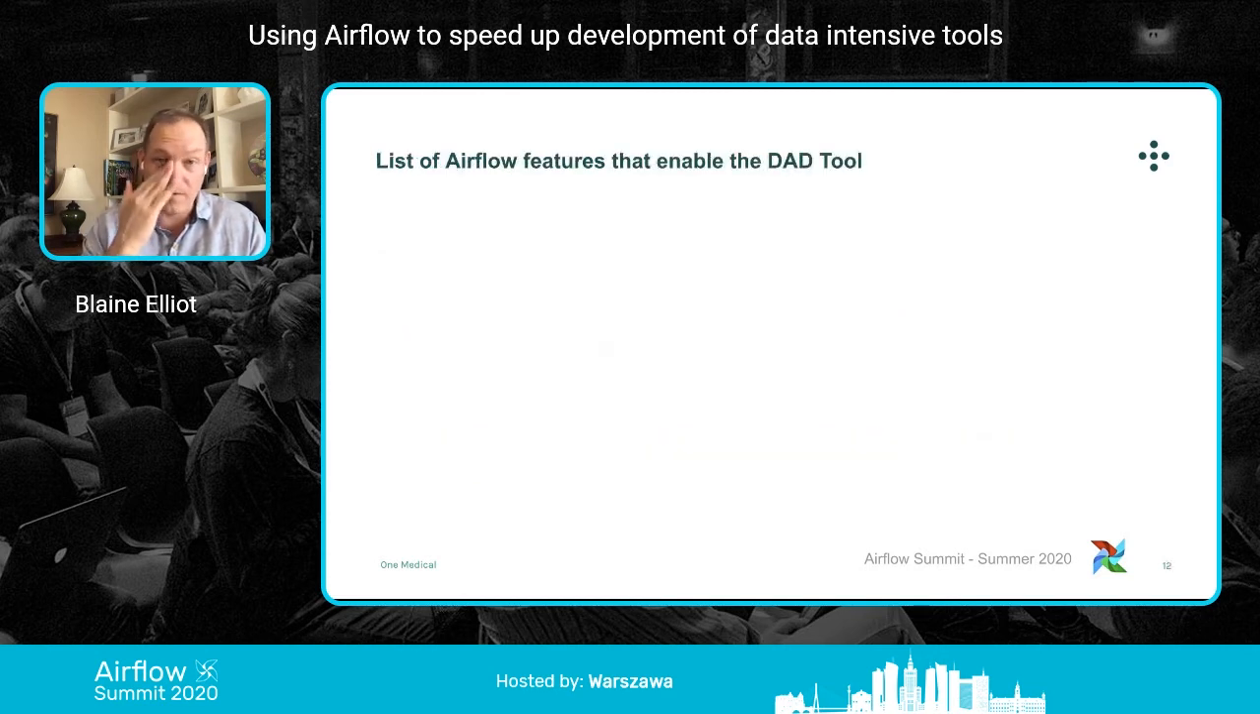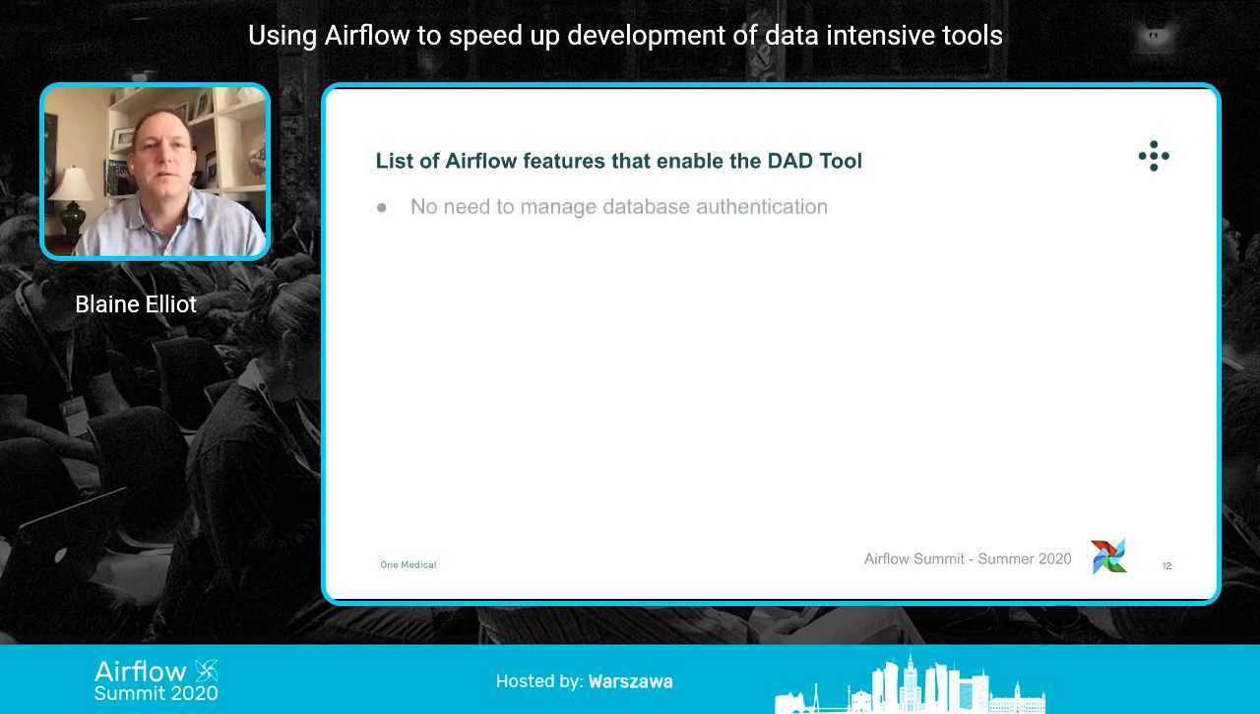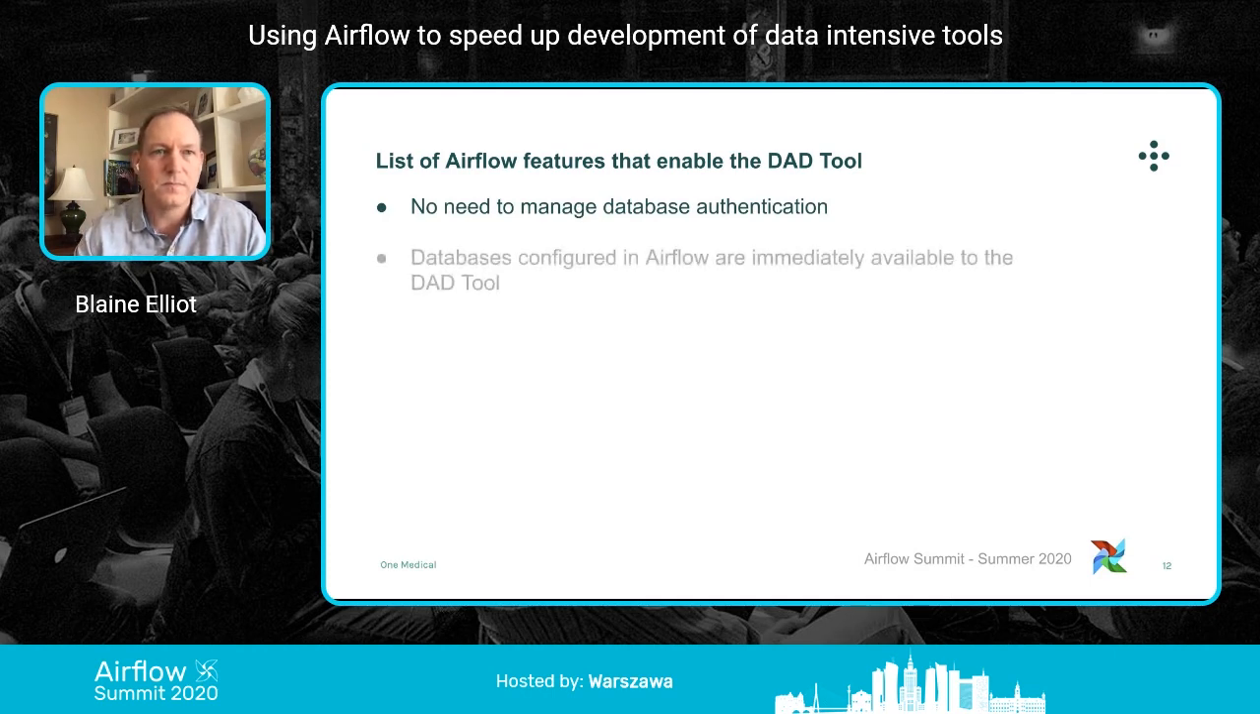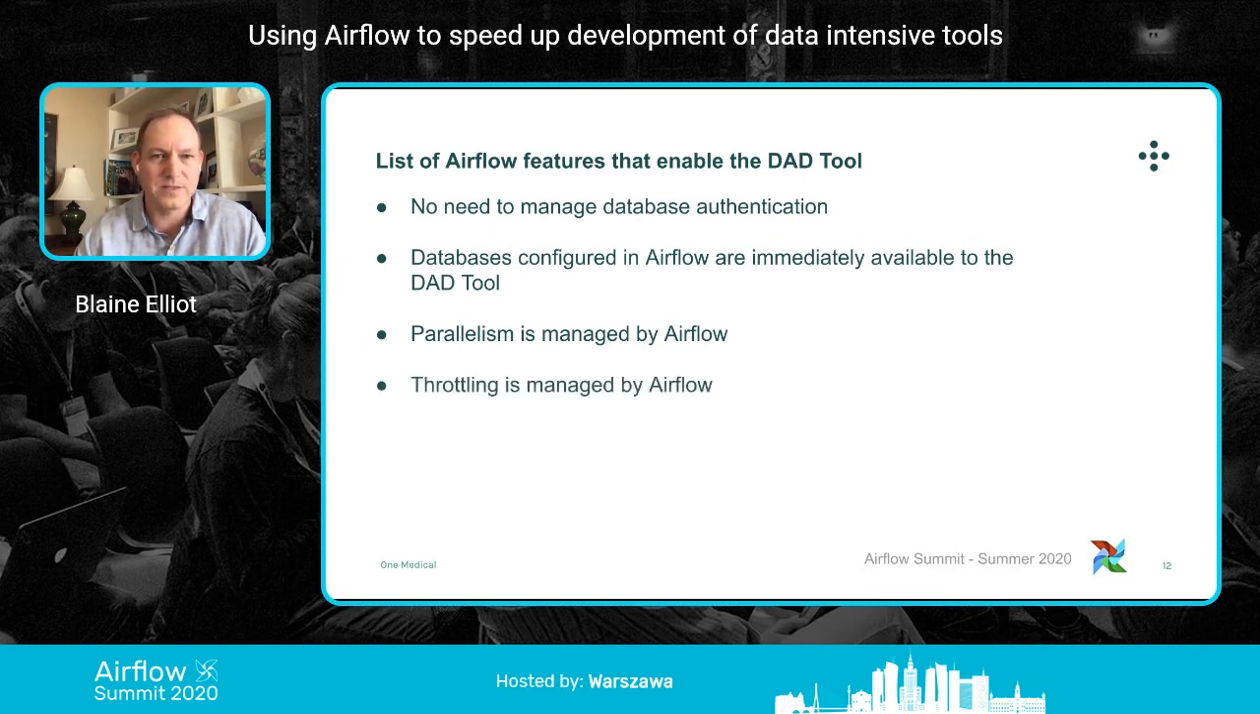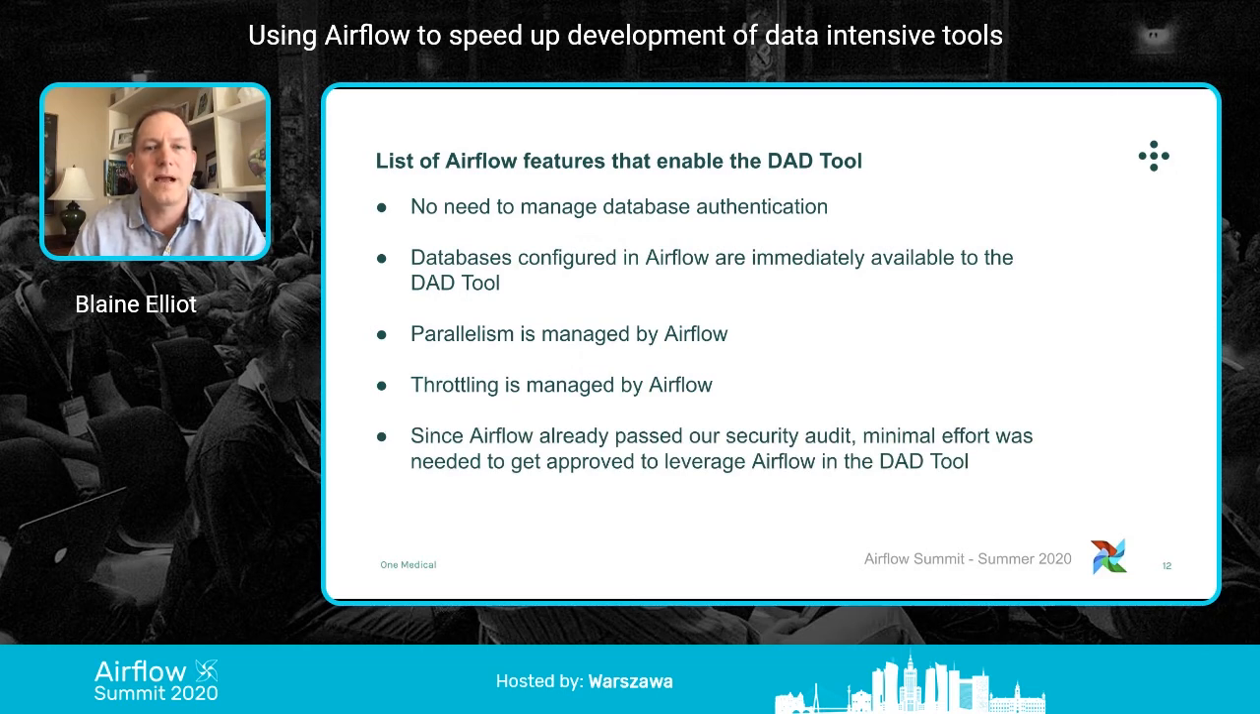So some of the features that were incorporated into the data tool to decrease the development cost. No need to manage database authentication. That's already done within Airflow. Databases configured in Airflow are immediately available to the data tool itself. Parallelism is already managed by Airflow, so that's yet another thing that we don't have to manage within the data tool, as well as throttling, so we don't have to punish our databases. And since Airflow already passed our security audit, at least in the case of One Medical, this is really true, minimal effort was needed to get approval to leverage Airflow in the data tool.